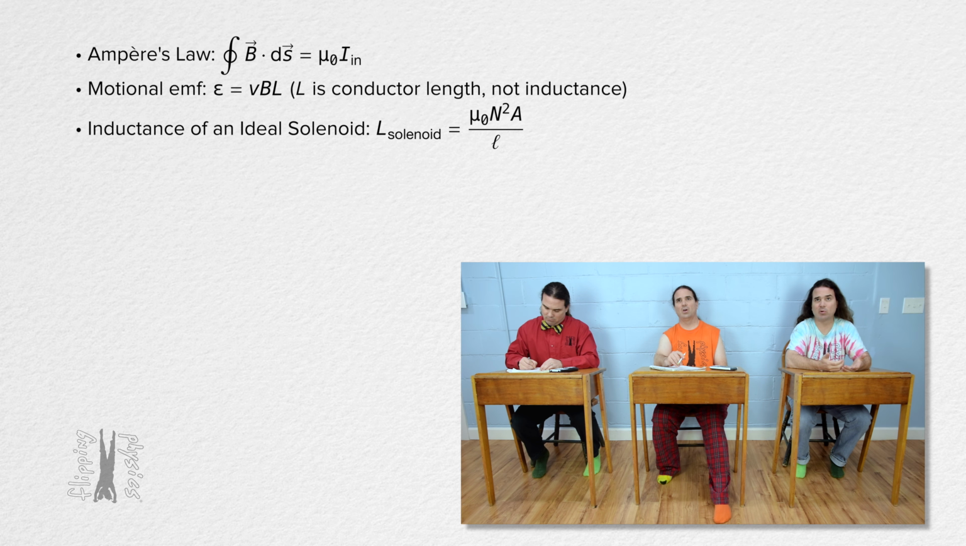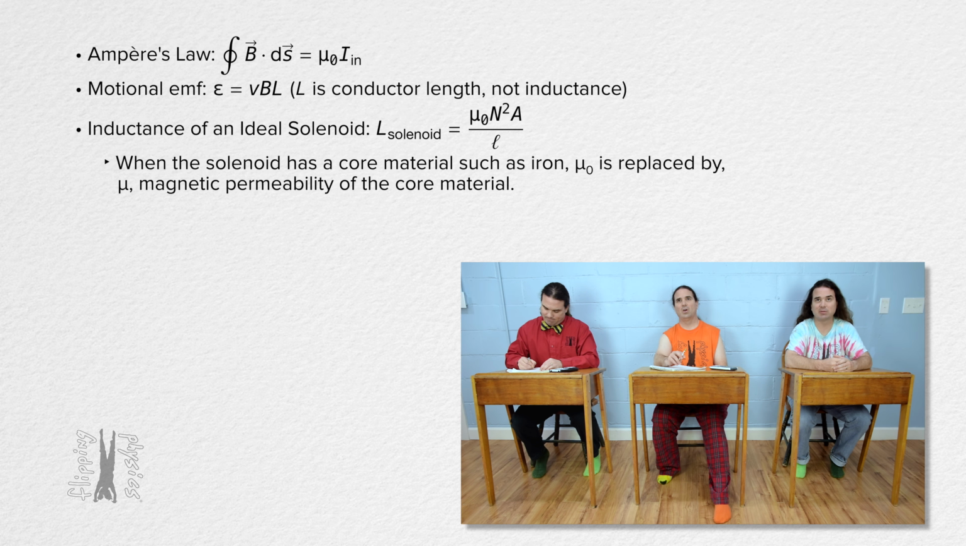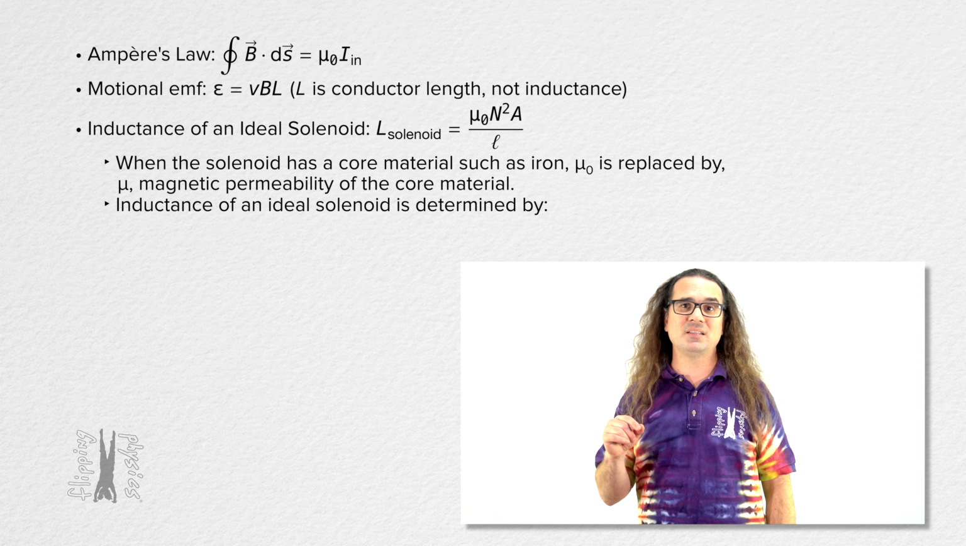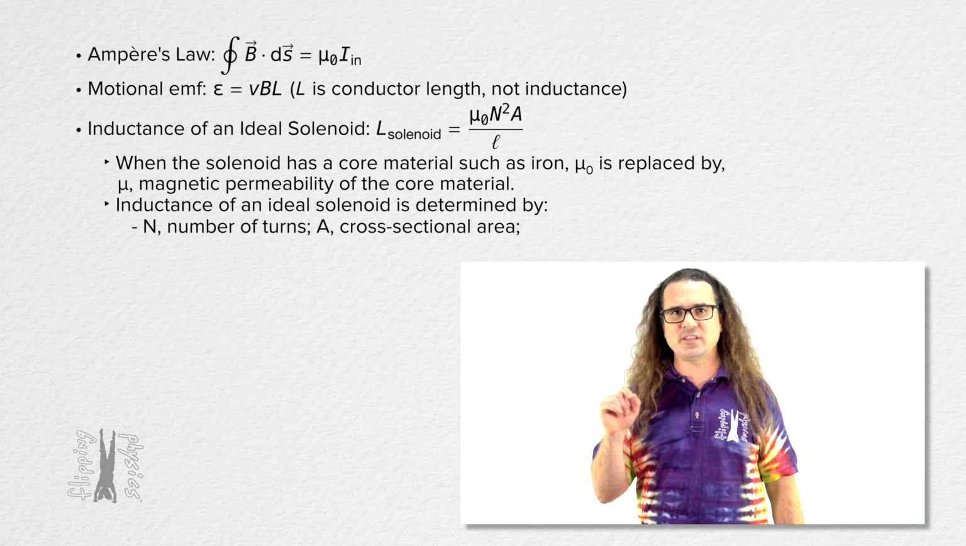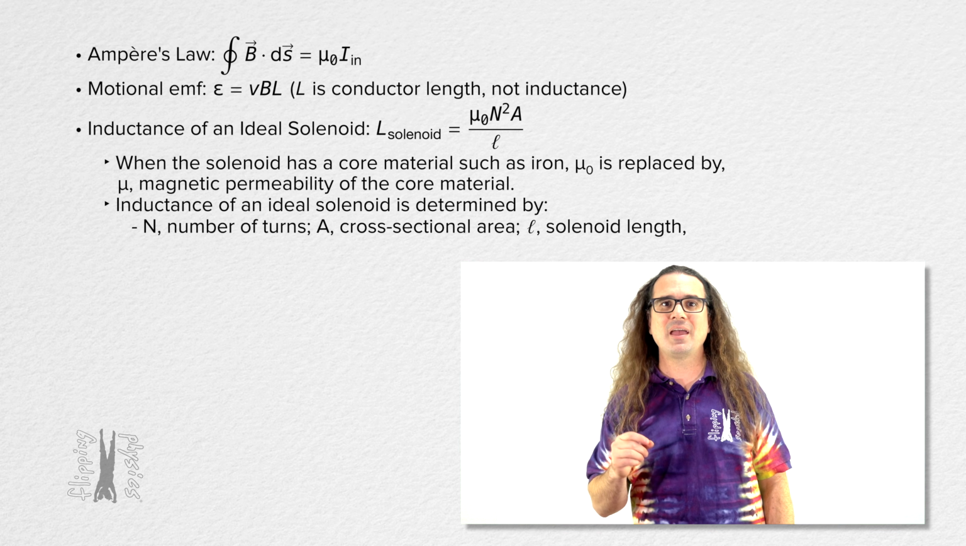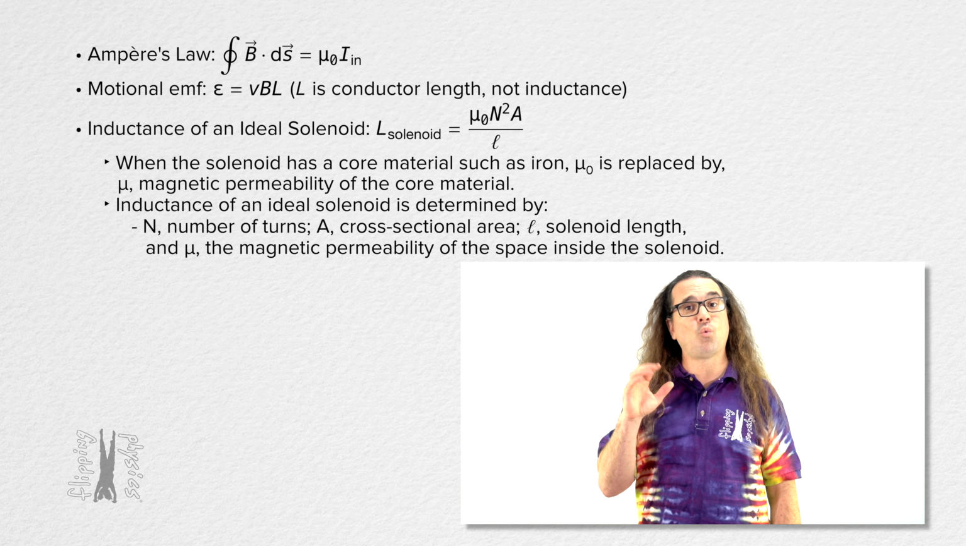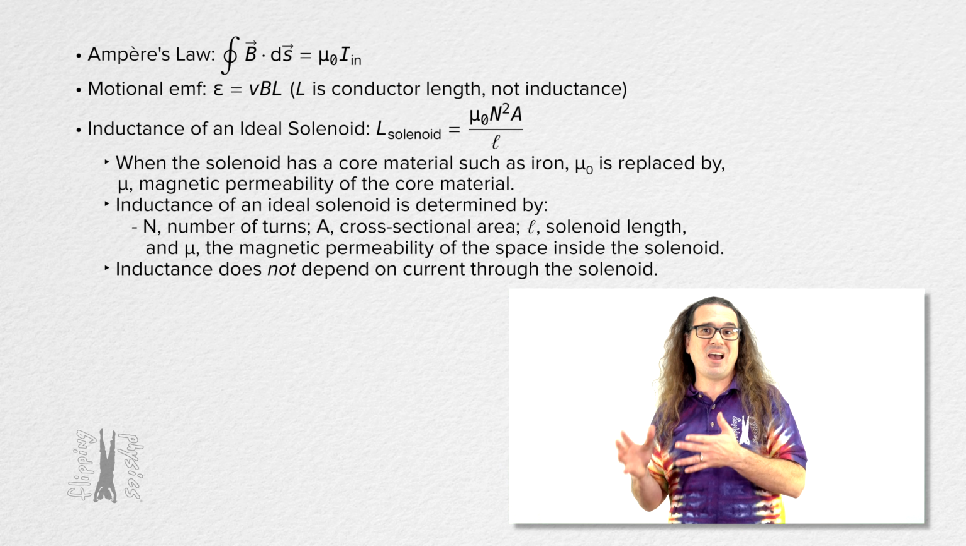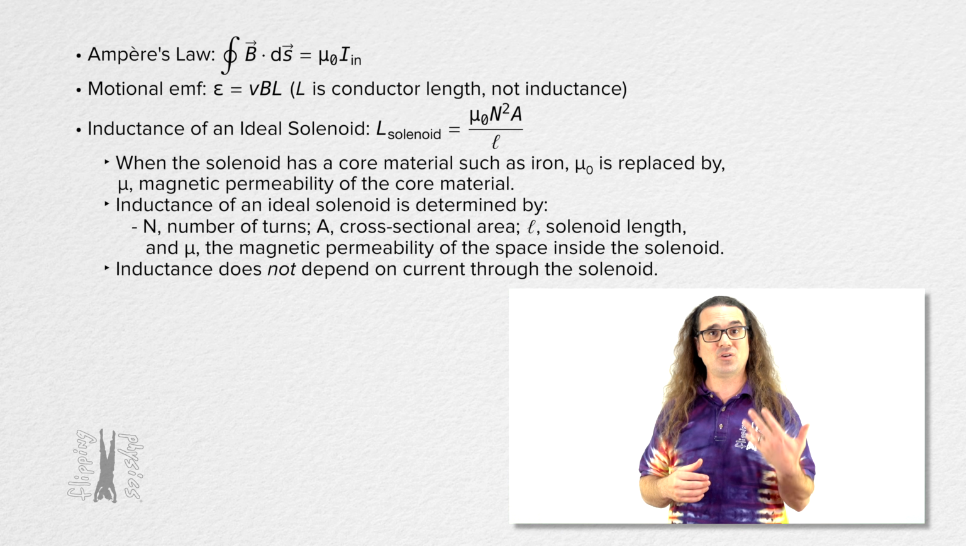And I guess we should point out that if the solenoid has a material inside its core, then the magnetic permeability of free space is replaced with the magnetic permeability of the core material. Right. This helps you remember that the inductance of an ideal solenoid depends on the number of turns, cross-sectional area, solenoid length, and the magnetic permeability of whatever is inside the core of the solenoid. And inductance does not depend on the current through the solenoid.